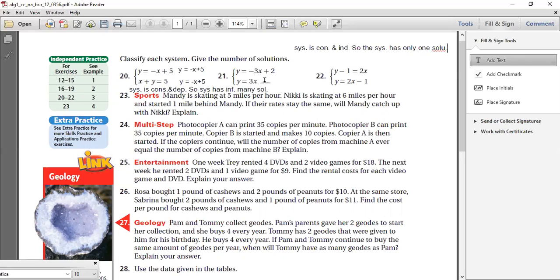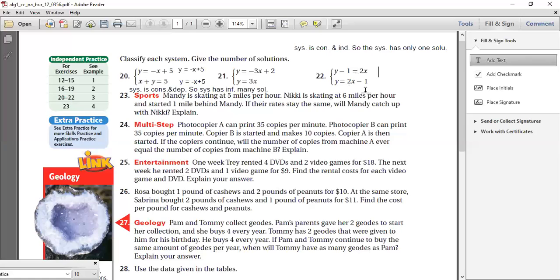Why one solution? Because they are two different lines, and two different lines can only cross at one point, so that means it will have only one solution. So once you understand that it has only one solution, you can even go the other way and write that it is independent and then it is consistent. That's all.